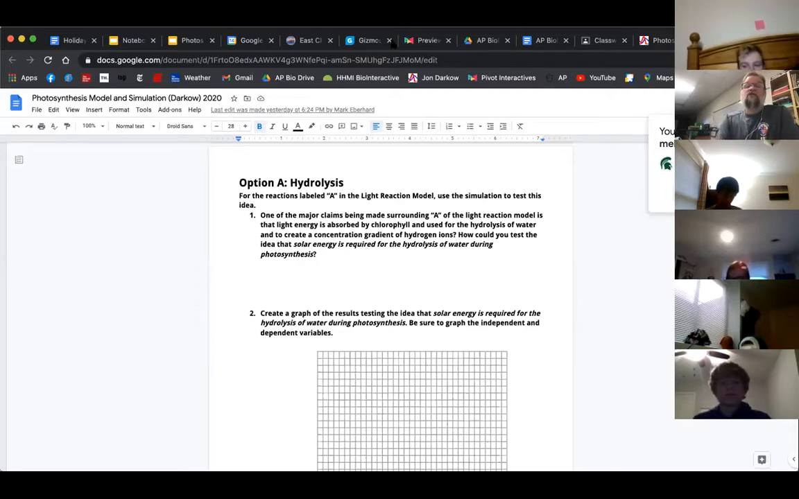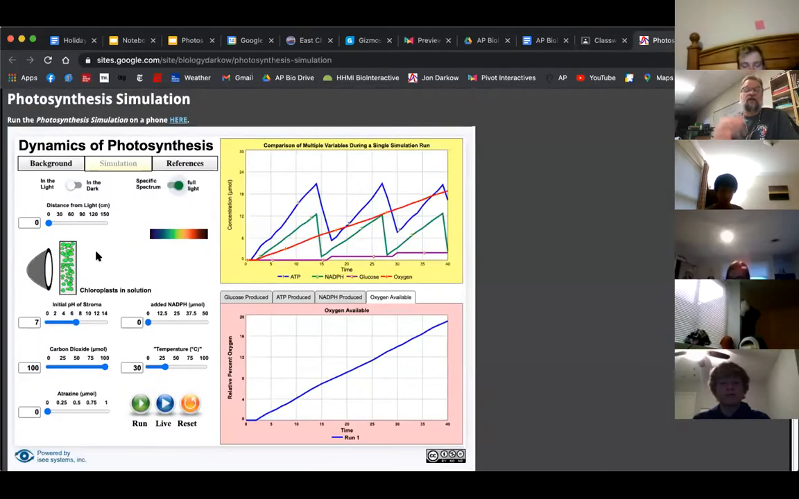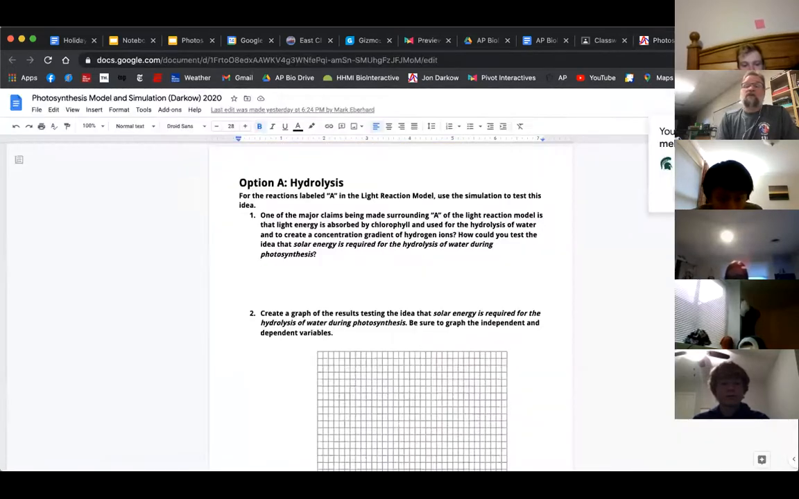So I want to go back to my simulation and okay, what can I manipulate here to show that without sunlight, you're not going to hydrolyze water. You have to have sunlight to hydrolyze water. Capiche? So which of these buttons deals with light? Well, up here, I've got several buttons that deal with light. Right? And if I go back to the question, is solar energy required for the hydrolysis of water during photosynthesis.